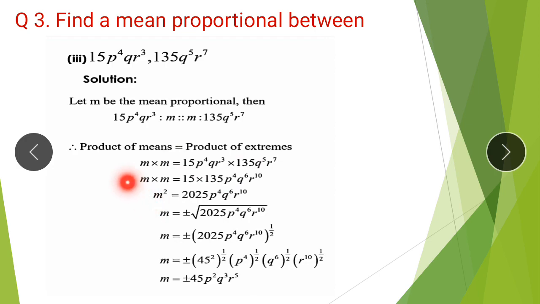So m with m when multiplied will be m square. 15 is multiplied with 135 and p^4. Okay, q is one time here and q^5. So when the bases are the same, powers can be added.